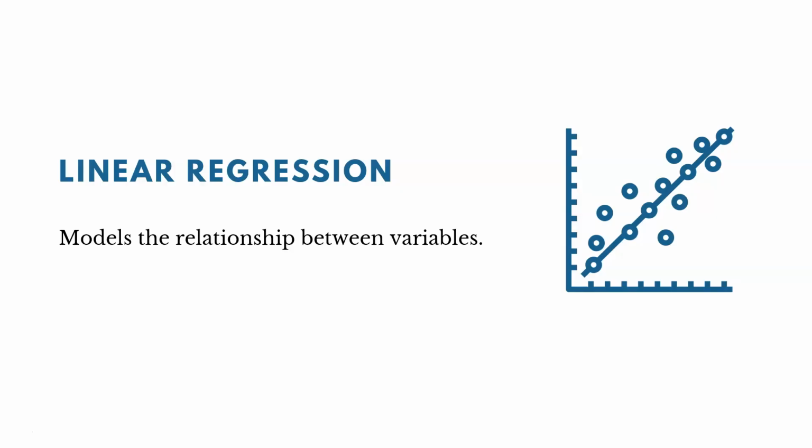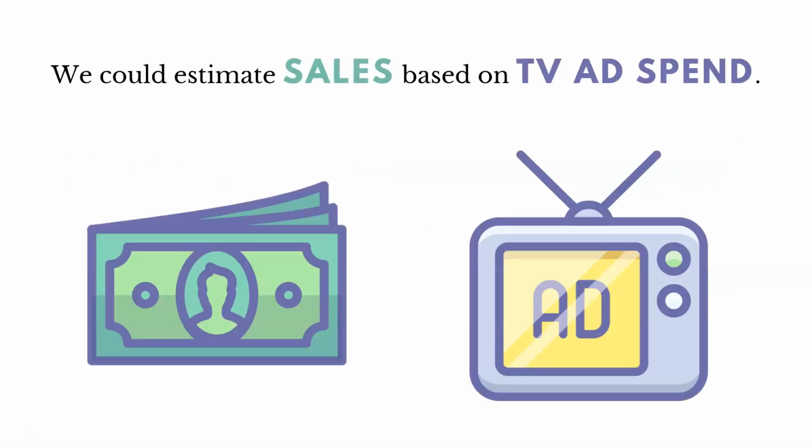Now, linear regression helps us to model the relationship between variables. Let me give you an example of that. We could use it to estimate sales, one variable, based on TV advertising spend, another variable. So let's say we spend $1,000 on TV ad spend. What would be our estimated sales?